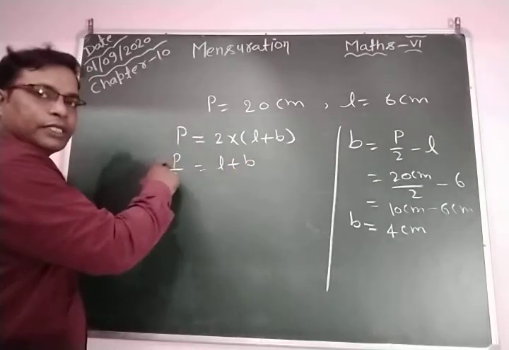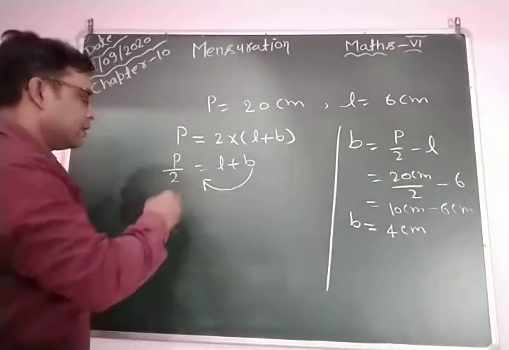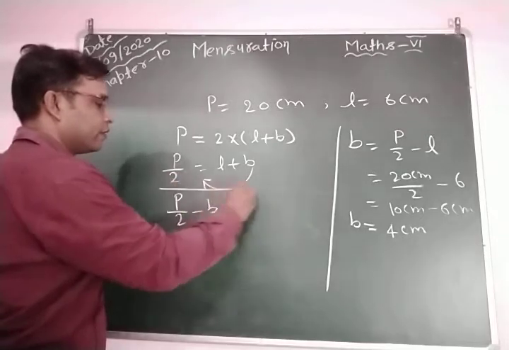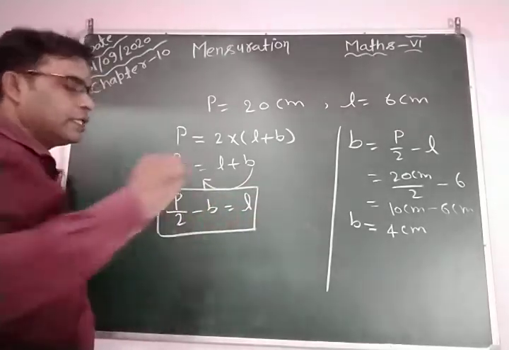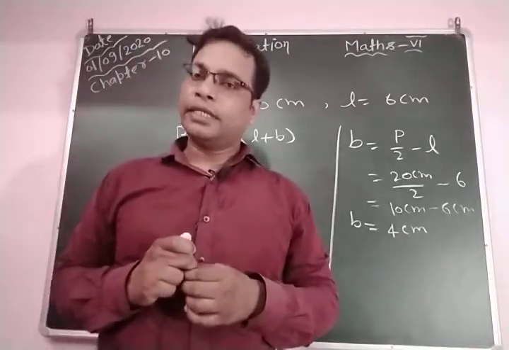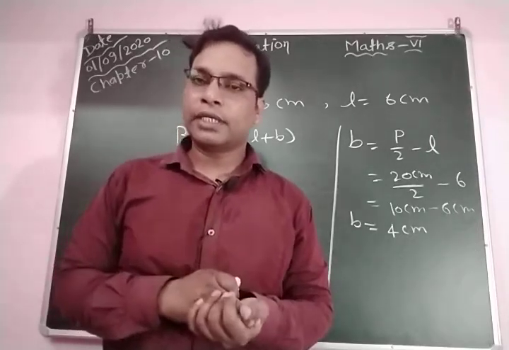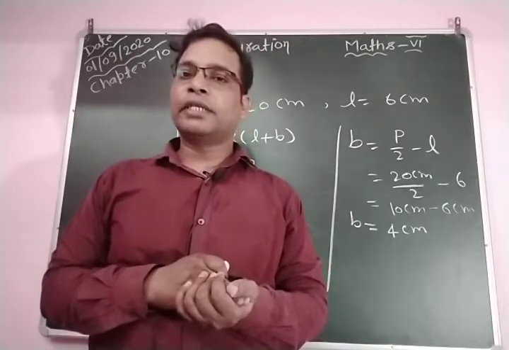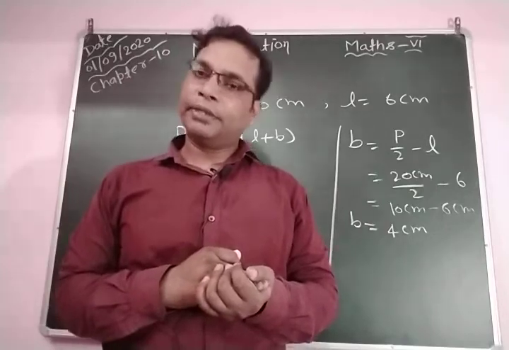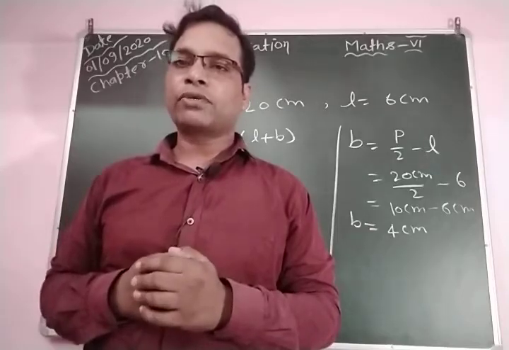Breadth is given, perimeter is given. Now we transpose this breadth to the left side, then we obtain P by 2 minus B is equal to length. In this way you find the length of a rectangle if the perimeter and the breadth of the rectangle are given. So students, I hope all of you understood how to find the perimeter of a rectangle if length and breadth are given, and how to find the length if breadth and perimeter are given. Now we are going to discuss the perimeter of a square.